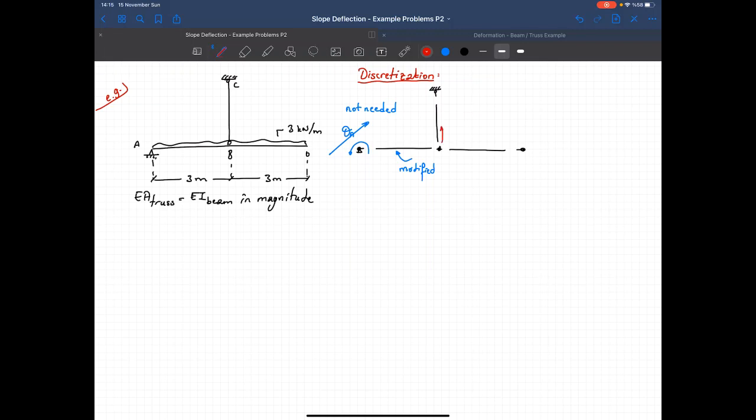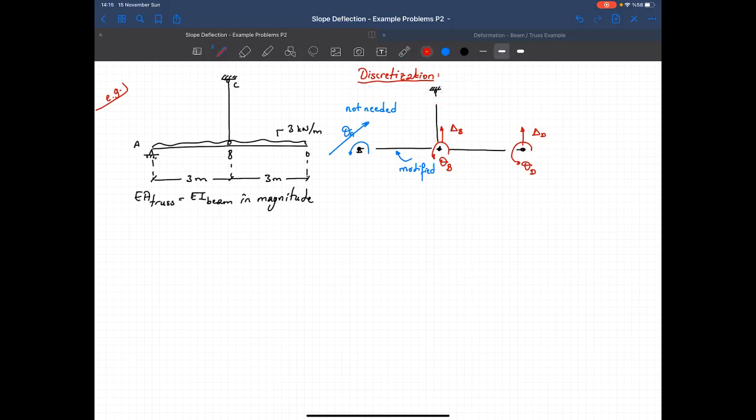Point B, there will be translation, delta B, and rotation, theta B. At point D, there will be translation, delta D, and rotation, theta D. Now at point C, of course, we will have some rotation here, but since that's a truss member, we don't really worry about the rotation at this end or at this end, because all we worry about is the translation, how much translation I will get at both ends of this member. So that's why I'm not showing any rotation here.